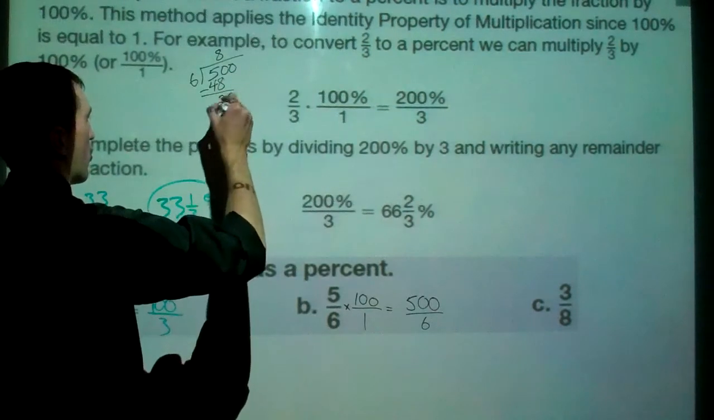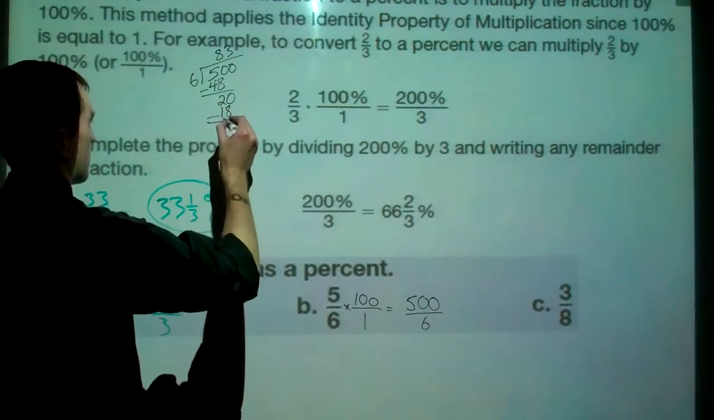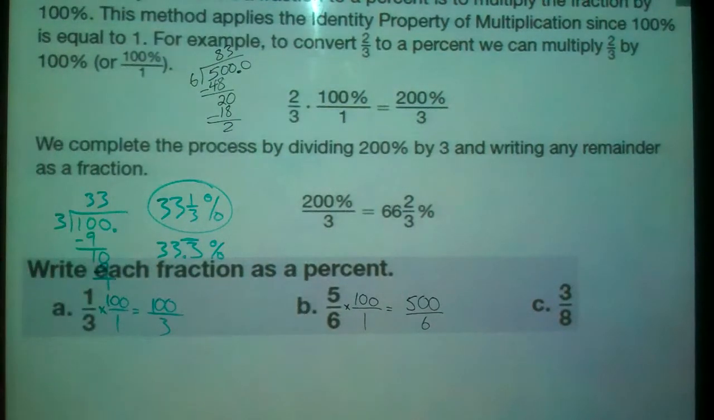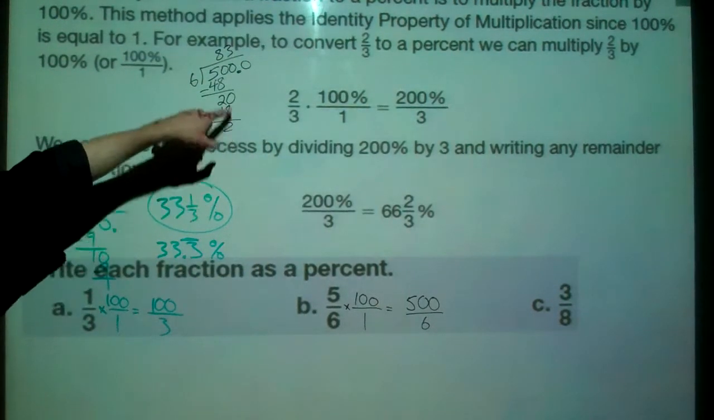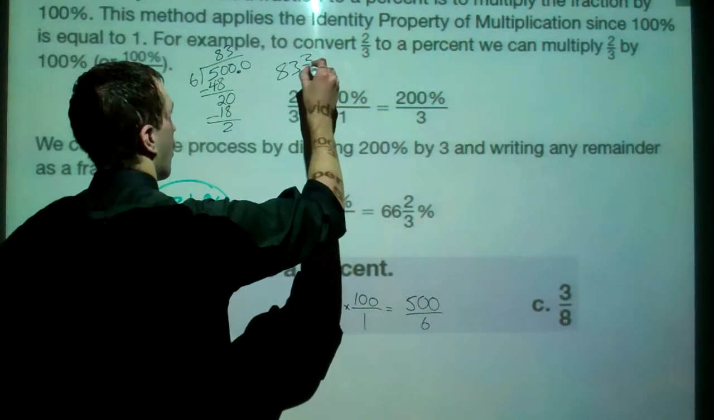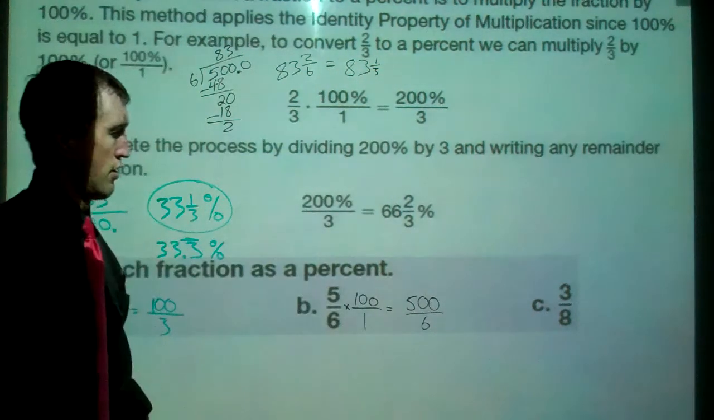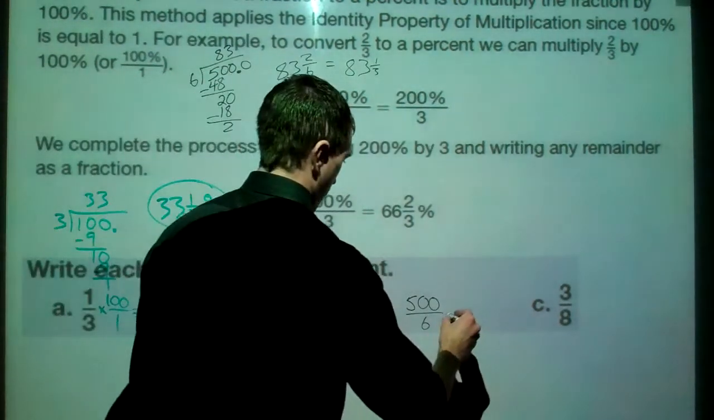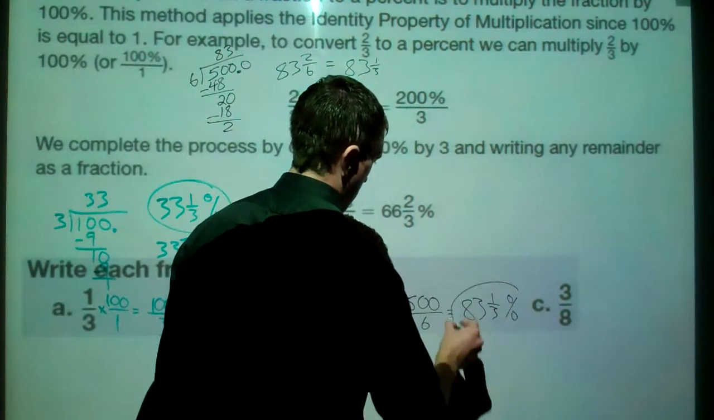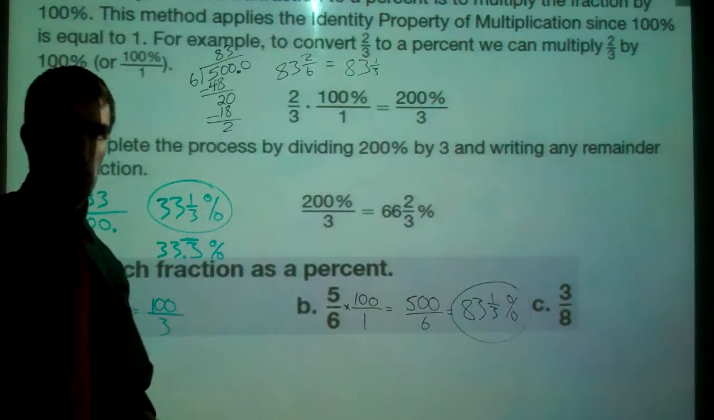Bring our 0 down, 20. 6 goes into 20 3 times. Do our subtracting. Bring our 0 down, we would get 20. So now we have a remainder of 2. This is 83 and 2/6, which is equal to 83 and 1/3. So here we're looking at 83 and 1/3%. And I got that 1/3 from reducing. Okay.